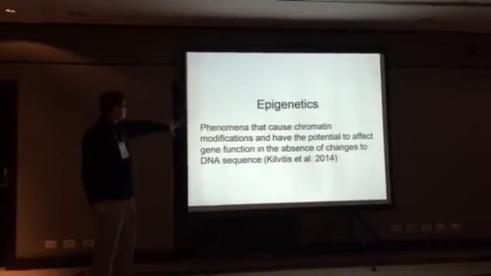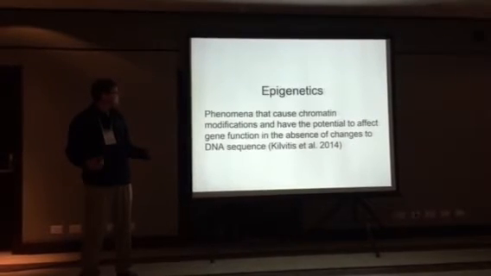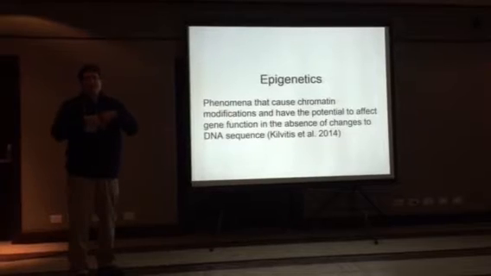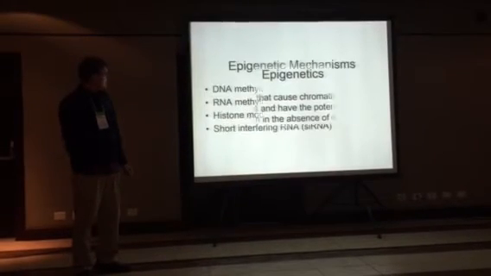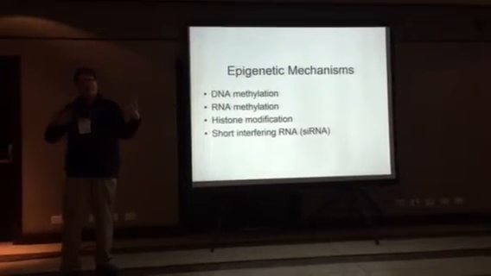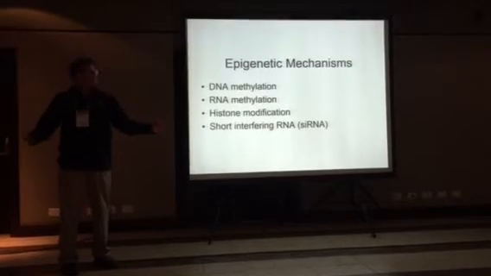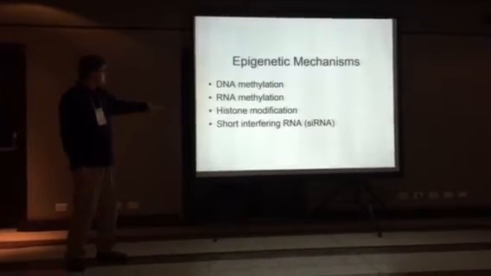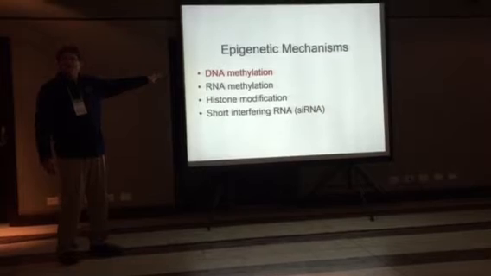But really quick, I'll give my definition of epigenetics. Phenomena that cause chromatin modifications and have the potential to affect gene function in the absence of changes to DNA sequences. So we're talking about changes in gene expression that are not underlain by nucleotide polymorphisms. Some examples of epigenetic mechanisms that are commonly studied are DNA methylation. This has to do with, as Tomas set me up for, the addition of methyl groups to specific cytosine nucleotides within the DNA sequence. There's also RNA methylation, histone modifications, and siRNAs, which are all epigenetic mechanisms. But this talk is going to focus for the most part on DNA methylation.